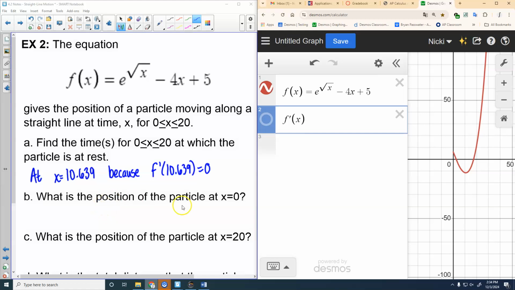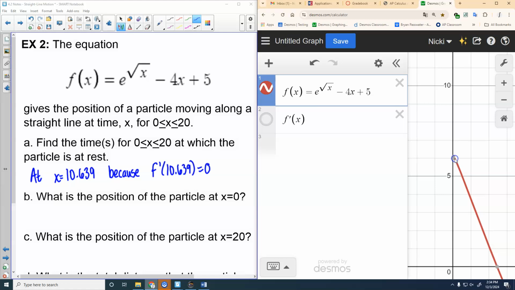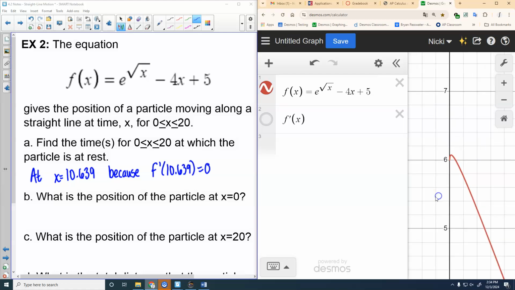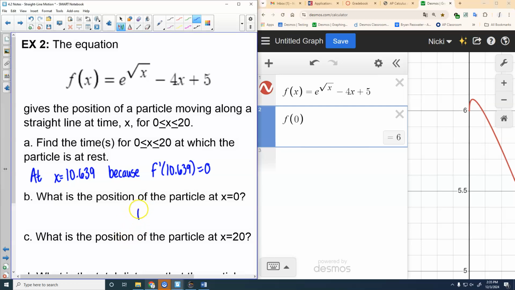B says, what's the position of the particle at x equals 0? So if we're looking for the position of the particle here, I'm just looking for where I cross that x-axis. Oh gosh, this is a tricky graph because it cuts back down a little bit. It's 0, 6. I could just do f of 0, right? We get 6 for that. Maybe we should put f of 0 equals 6.